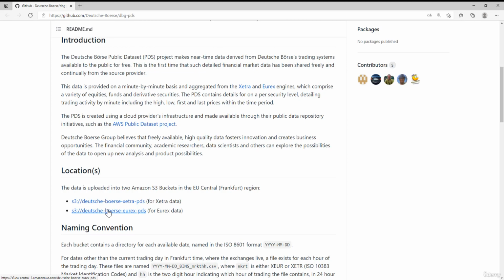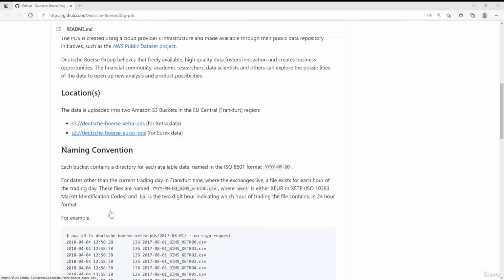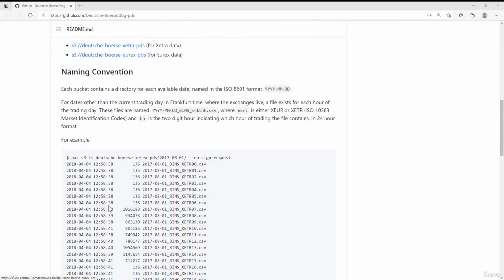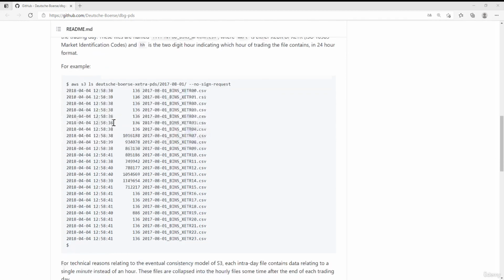Xetra stands for Exchange Electronic Trading and is the trading platform of the Deutsche Börse Group. This dataset is derived near time on a minute-by-minute basis from Deutsche Börse's trading system and saved in an AWS S3 bucket available to the public for free. The link to the GitHub repository is in the course material, and as you can see here, you find detailed information about the dataset, the naming convention, and more.